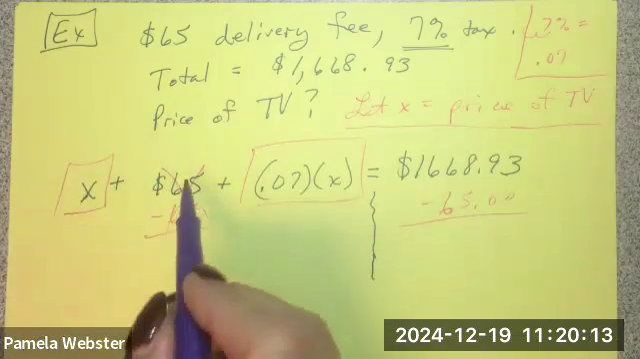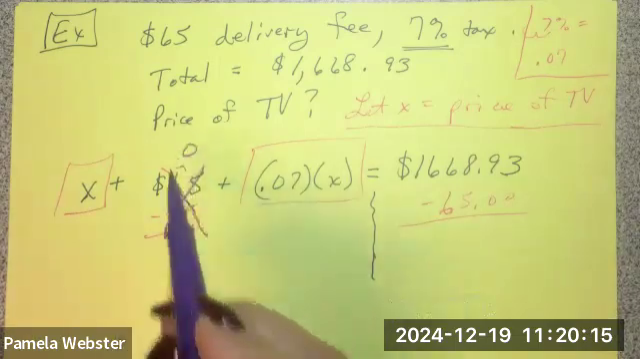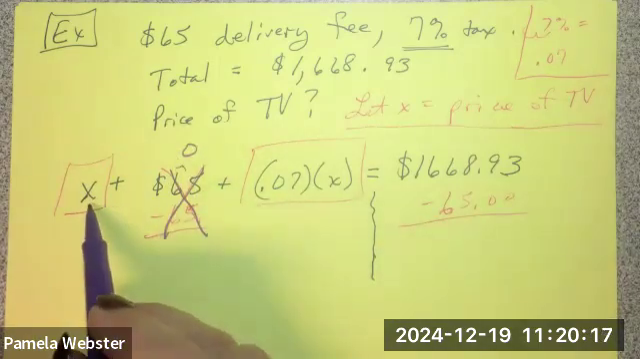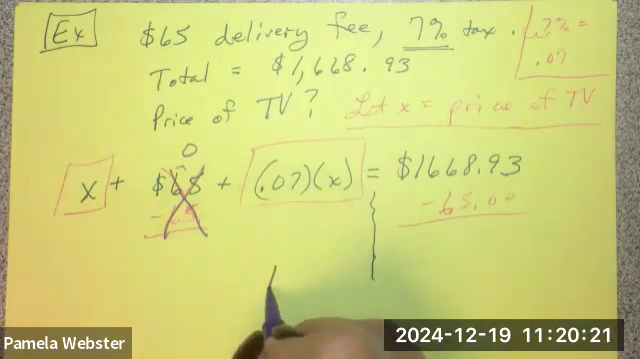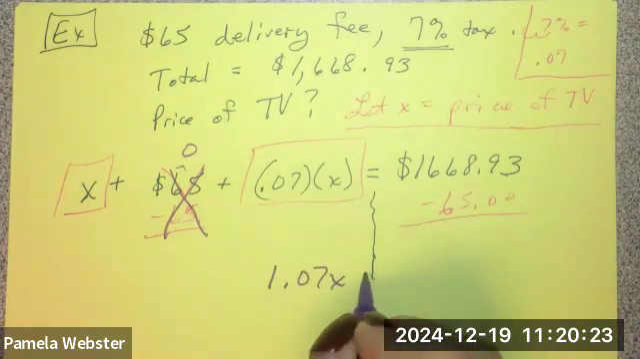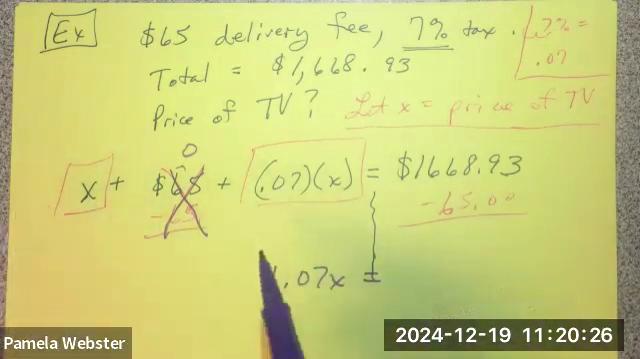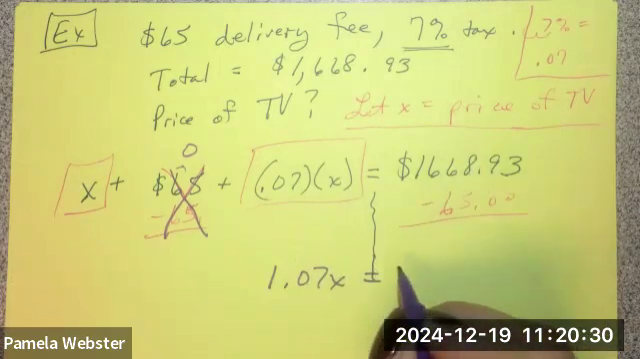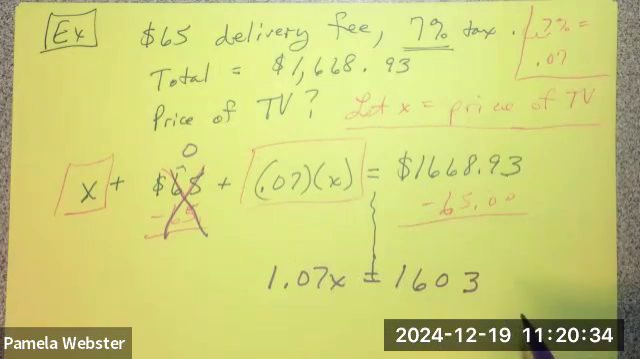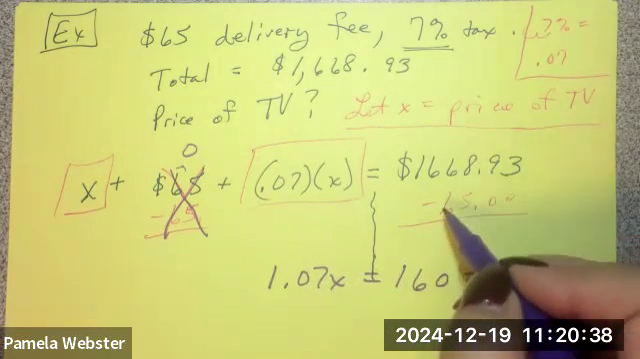Okay, so over here, this goes away. This is a 0. 65 minus 65 is 0. x plus 0.07x is going to be 1.07x. All right. If you're not sure, punch that on your calculator. And this guy, whenever I subtract it, is going to be $1,603, right? And 93 cents. So you can do that math right here.